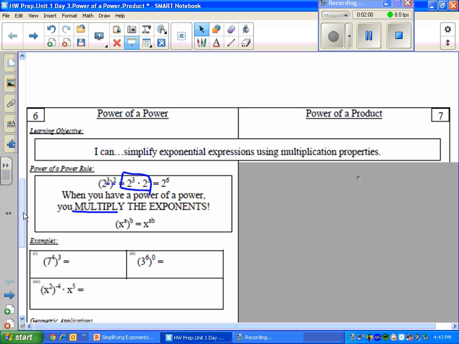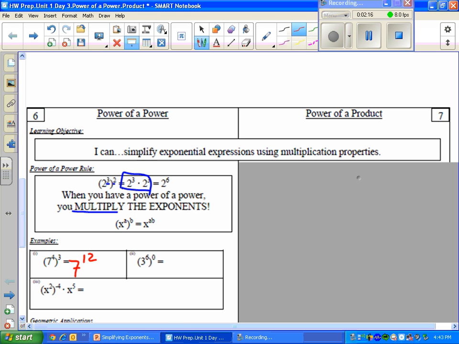Let's take them over and copy these down. The first example has 7 to the 4th to the 3rd. So here we have a power of a power, where our rule above just states all we have to do is multiply the 4 and the 3. So we end up with 7 to the 12th.